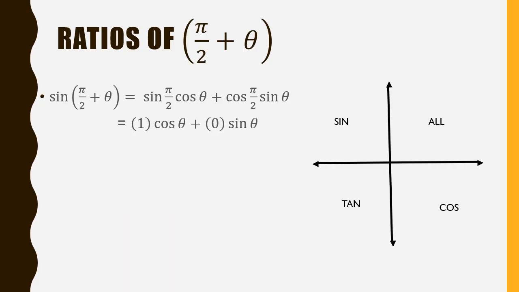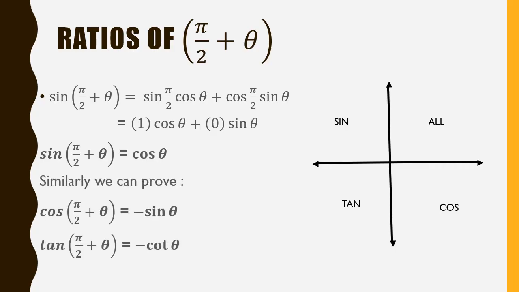Now, sine of pi by 2 plus theta: here we apply the sine A plus B formula and write the values of sine pi by 2 and cos pi by 2. What we get? The value comes out to be cos theta. That means sine pi by 2 plus theta is the same as cos theta. So if you say sine 120 will be equal to sine of 90 plus 30, and that will be equal to cos 30. So sine 120 is the same as cos 30.